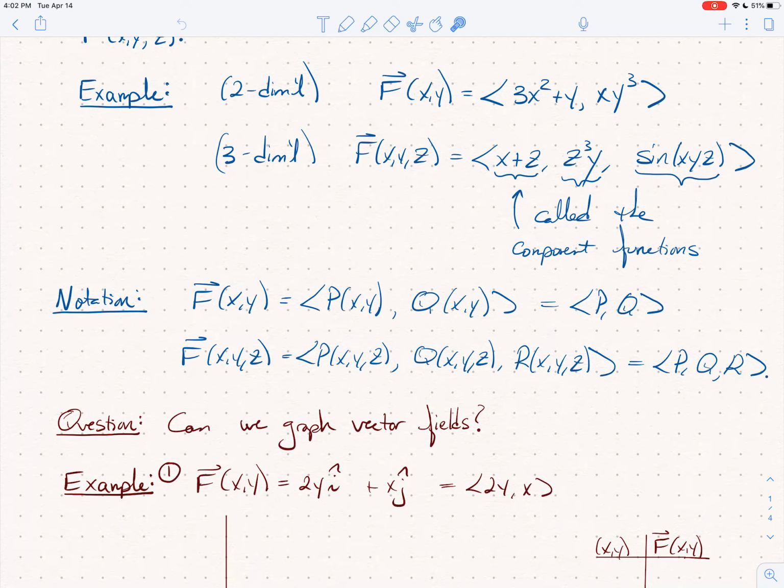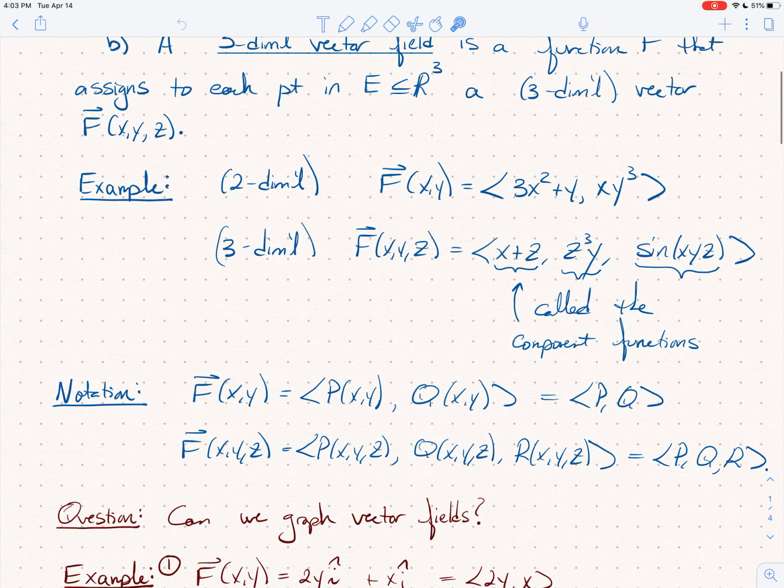All right, so some notation. We're often going to write big F with P and Q, and then if it's three-dimensional, we'll throw in an R. And I get sick of writing comma x, y, z a million times. So a lot of times I'll just write F, I won't write x, y, z, and then I'll just write P, Q, and R. But when you see P, Q, and R throughout, even in future sections, it's important that we all agree that these are representing functions of either 3 or 2 variables depending on the context.